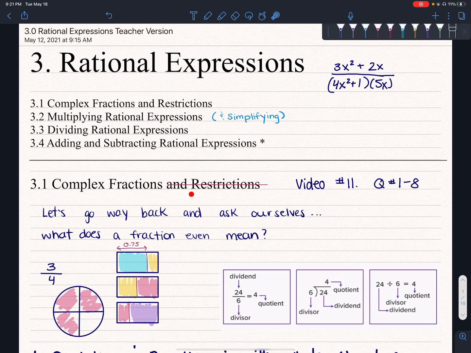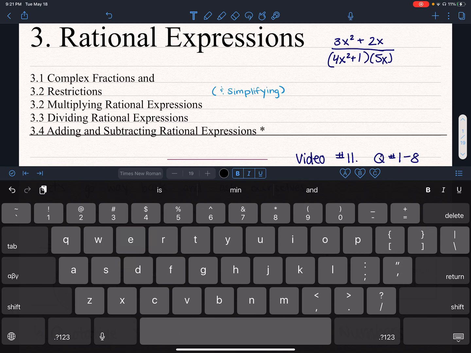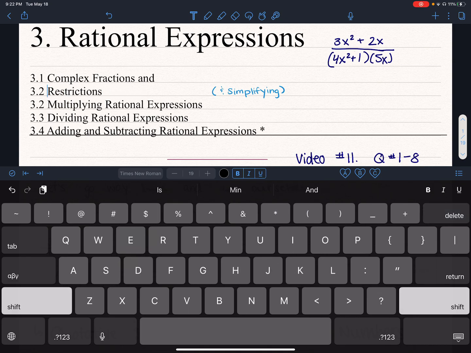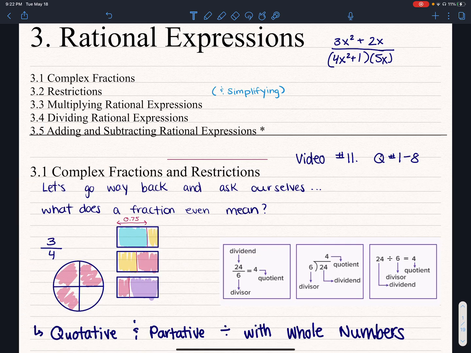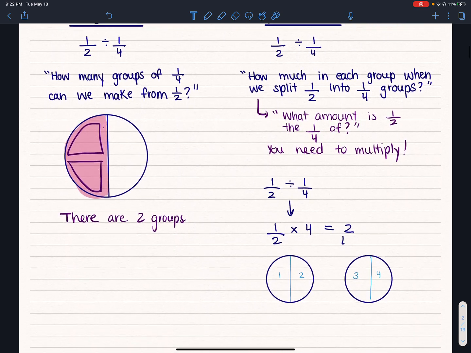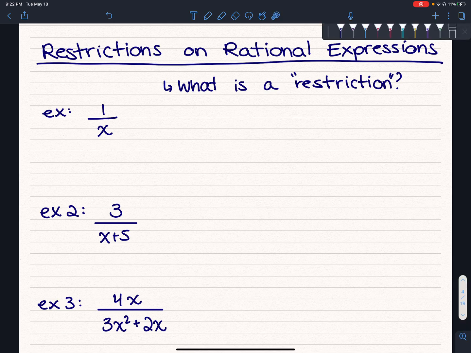In the last video, we did not cover restrictions, we only covered complex fractions. So I'm going to make a little adjustment to our pacing. We're going to call section 3.2 restrictions. We'll take this away, and then we will change all of this stuff. So now restrictions is its own little section. Okay, so we'll just scroll down, close your eyes so you don't get dizzy. There we go. And we're ready to go on restrictions.